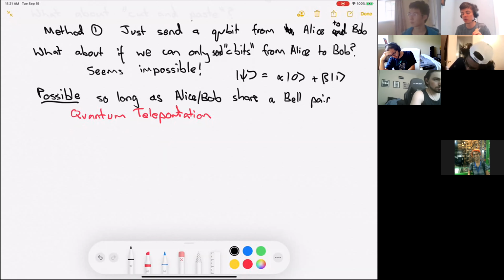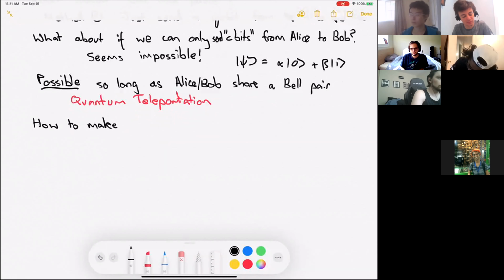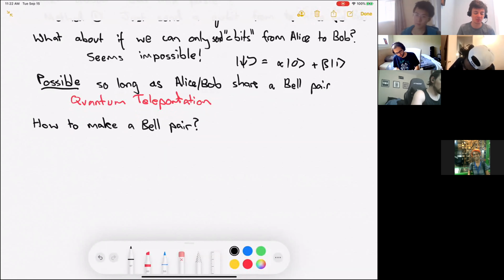Before we actually talk about how to do quantum teleportation, let's start with something very simple, which is an even easier circuit: just how to make a Bell pair. Presumably the way Alice and Bob are going to end up sharing this Bell pair is that sometime in the past they met up, had their two qubits, did some operation on those two qubits to turn them into a Bell pair, and then each of them takes one qubit.